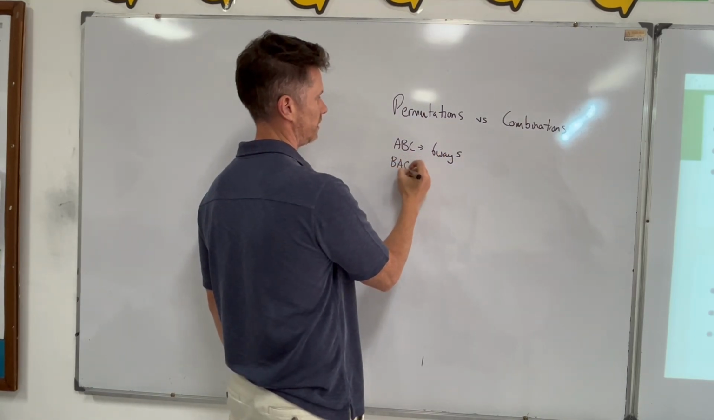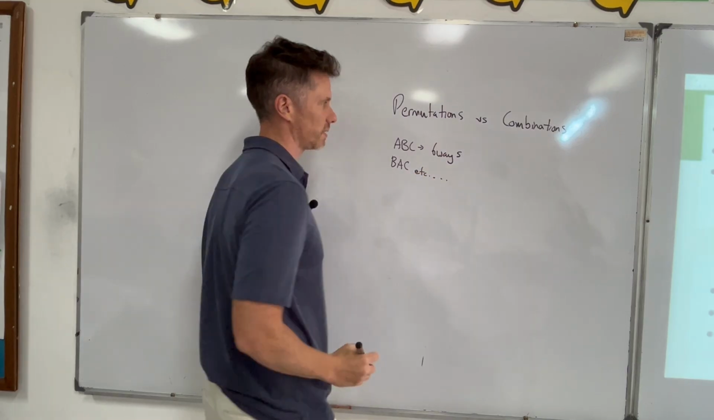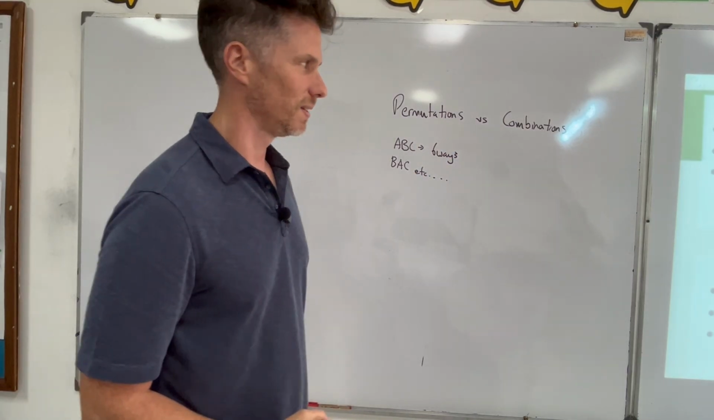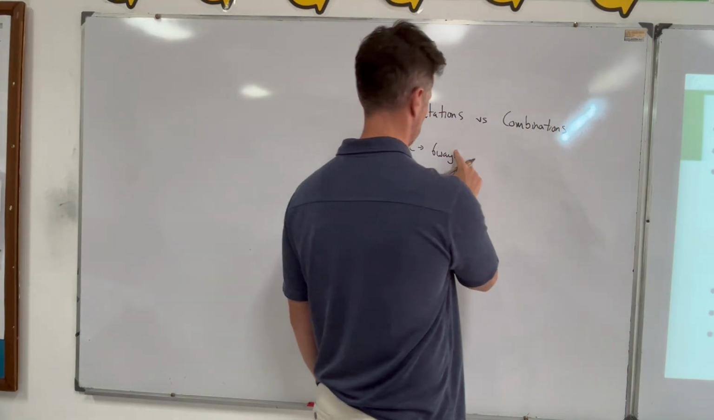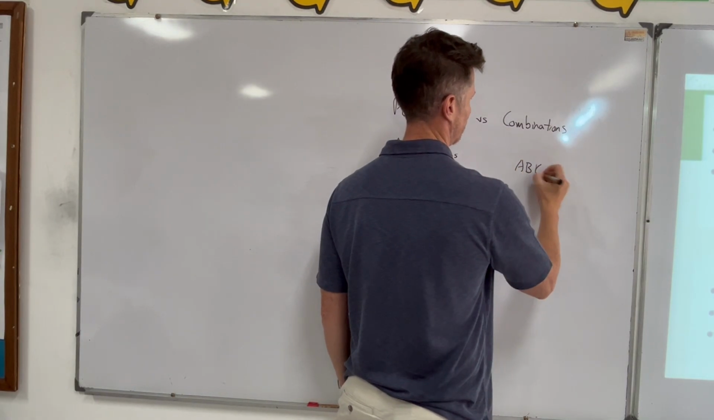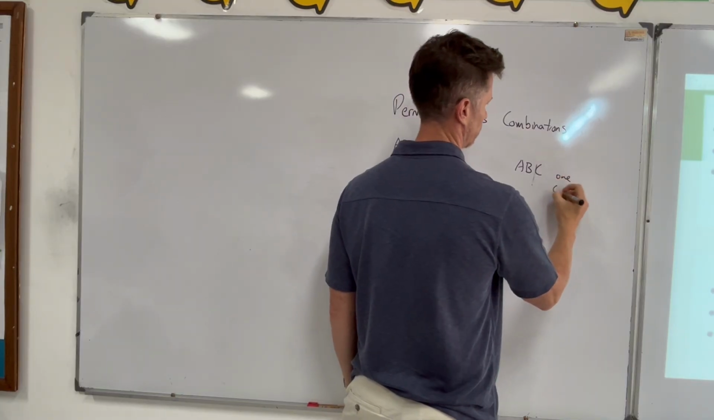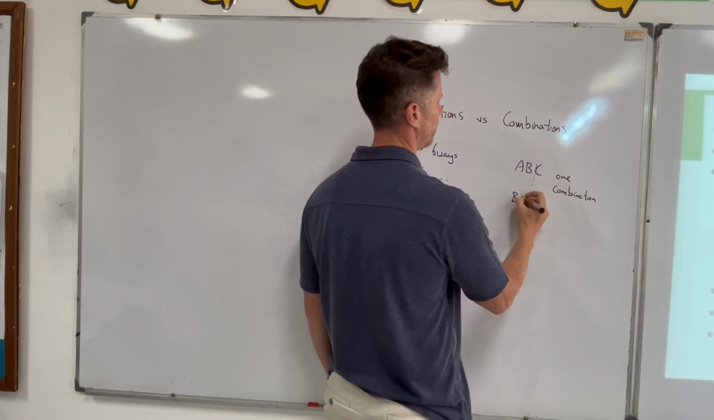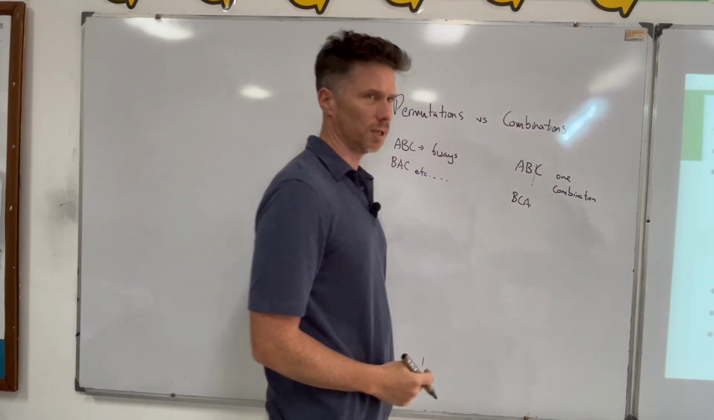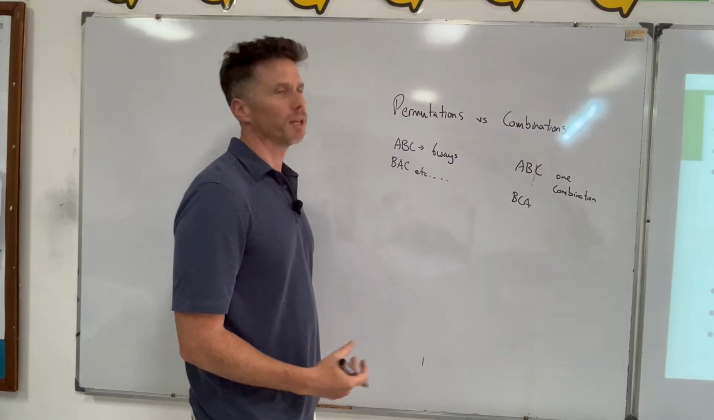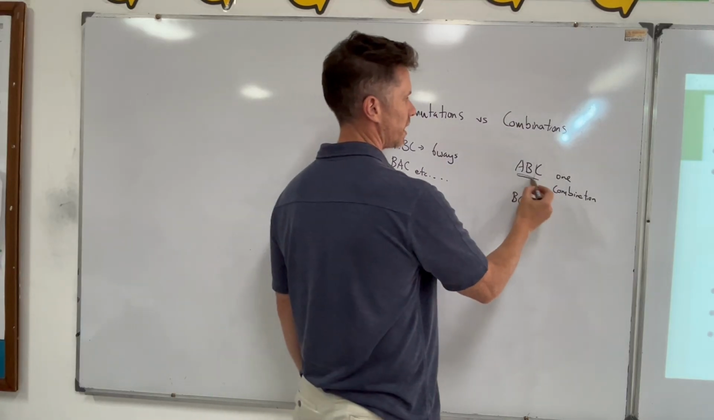B, A, C, etc. 6 different ways. With combinations, in many ways, it is only one way. A, B, C is one combination. As in, BCA is the same combination. It is not a different combination. DEF is a different combination. But rearranging these letters doesn't make a difference.